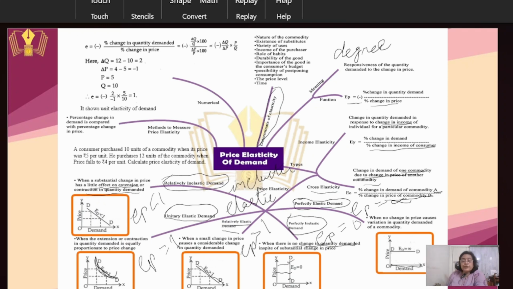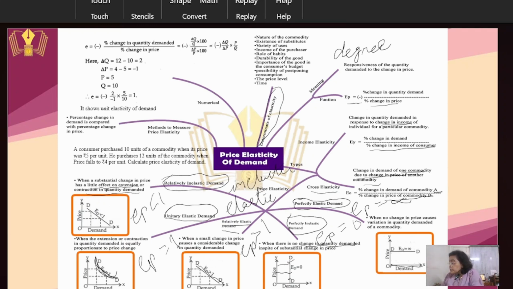Next, variety of uses. The demand for a commodity which can be put to a variety of uses will be relatively elastic. For example, electricity can be used for cooking, heating, lighting, washing, etc. When the price of electricity services rises, consumers can cut down on some of the uses of electricity, confining themselves to the more urgent uses. So the demand for electricity will therefore be elastic.